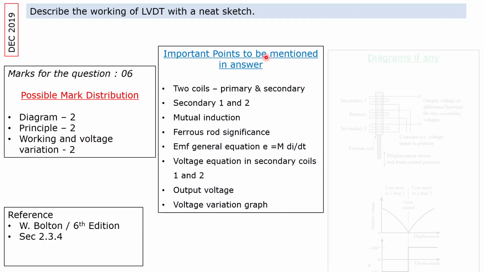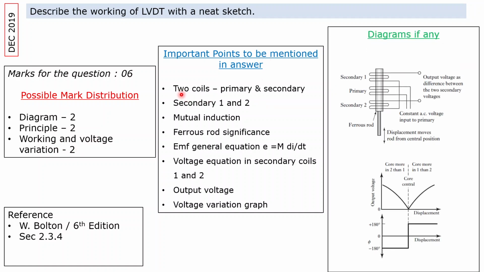So the important points to be mentioned here: this LVDT is carrying two coils, one primary coil and one secondary coil, and this secondary coil itself is divided into two parts. One is secondary 2 and the other one is secondary 1, which is opposite in phase. Opposite in phase means the voltage developed in secondary 2 is in opposite phase with respect to the voltage developed in secondary 1. The principle of working of an LVDT is mutual induction.